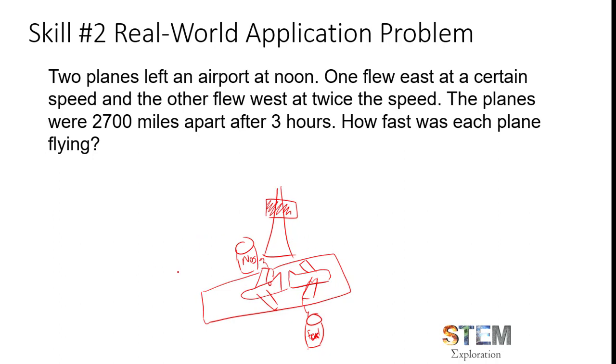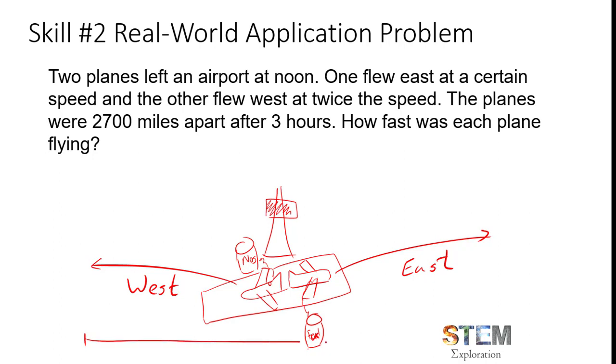Because this plane's going to fly twice as fast as this one. And so we're looking at the situation. This plane flies east. This plane flies west. And at 3 hours, they are 2,700 miles apart. Okay, so this is the basic emphasis of what is getting communicated in this problem.